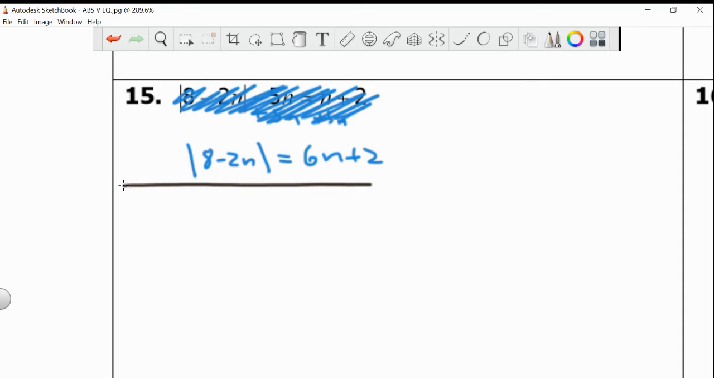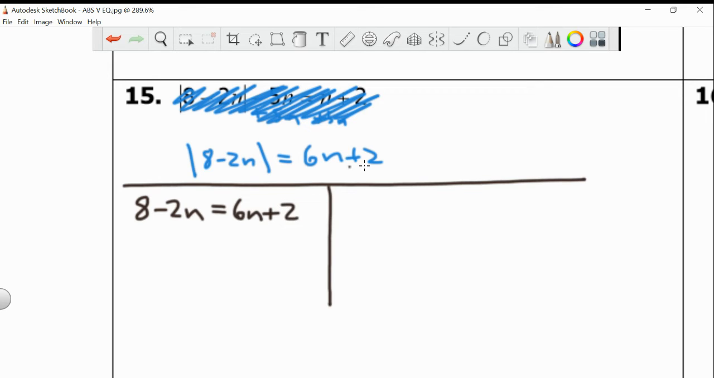I'm going to now split it up because I've got my absolute value isolated. I'm going to do everything exactly the same. So this looks exactly the same without the absolute value bars. And on this side, where these signs are the same, I need these signs to be opposite. So it's a positive 6n, I'm going to need a negative 6n. It's a positive 2, I'm going to need a negative 2.